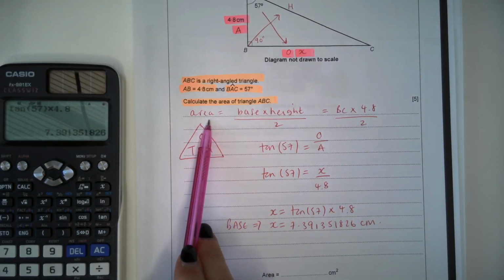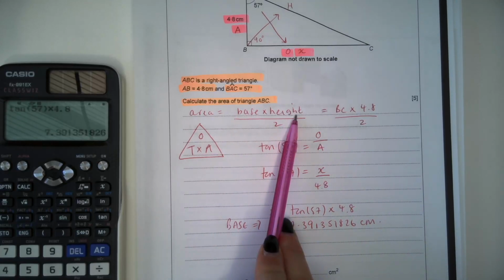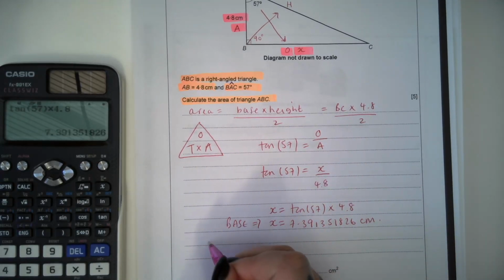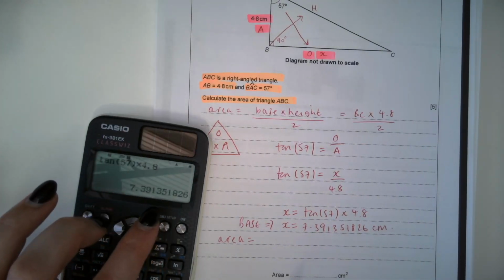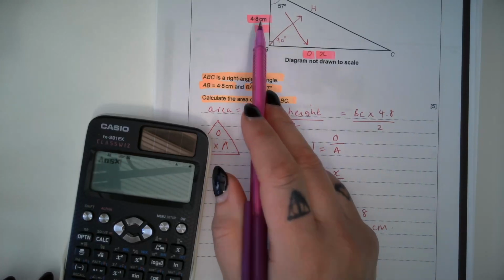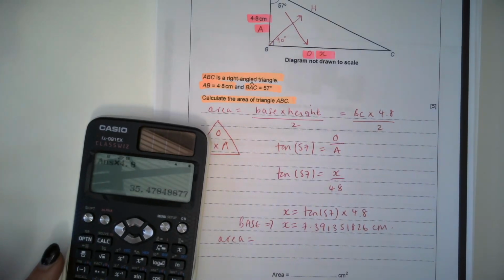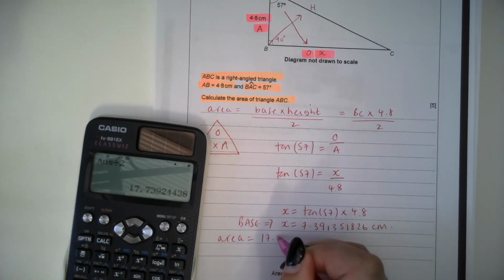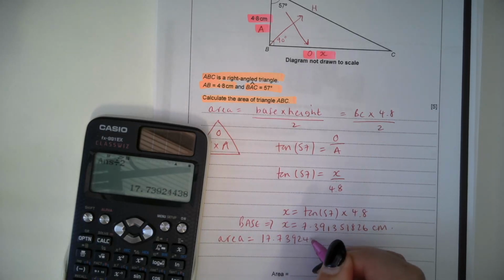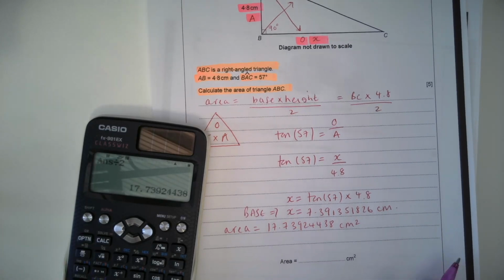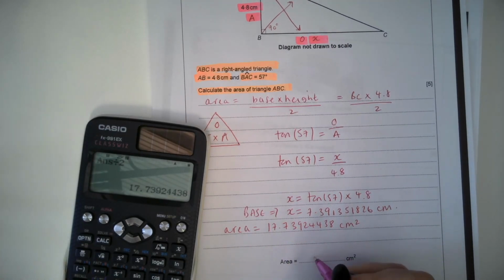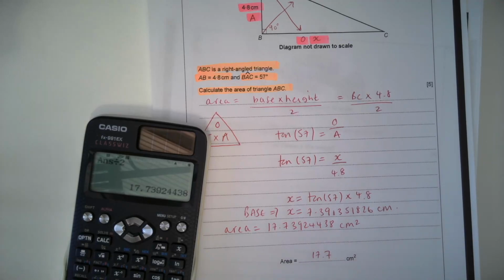Our ultimate aim is to get the area, so we're going to do the base times the height and then divide by 2. So the area is equal to the base, which is still in my calculator, times the height, which is 4.8. Press equals, and then I'm going to divide that by 2. So the area is equal to 17.73924438 centimetres squared. Now it doesn't ask me to round it in any way, but I'm not going to fit all of that there. So I'm just going to write 17.7 at 1 decimal place.